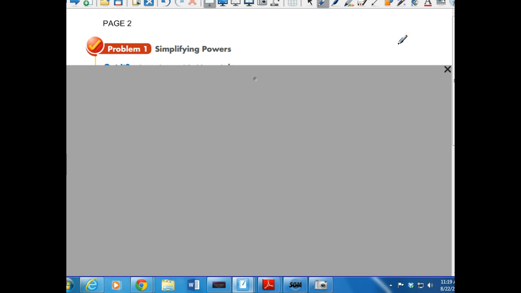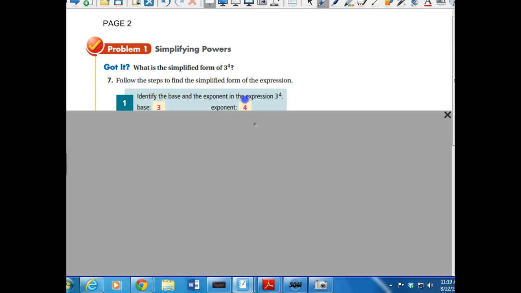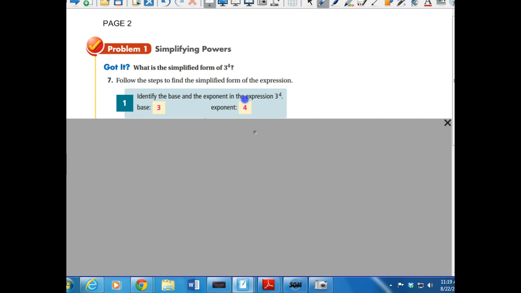Page 2, they start talking about how to simplify powers for you. So I'll just scroll down here. It says, what's the simplified form of 3 to the 4th? And it says, follow the steps to find the simplified form of the expression. And you're going to fill in some boxes here. I already did. It says, identify the base and the exponent in 3 to the power of 4. That base is 3 and the exponent is 4, just like we saw on the previous page.